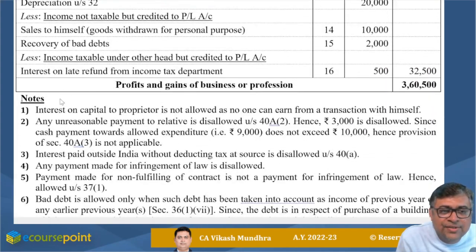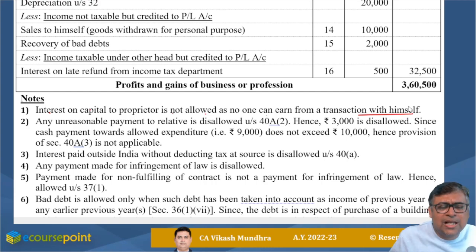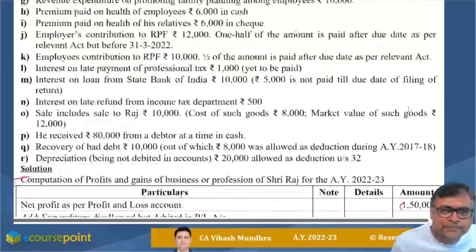So I here mentioned in notes, what you may term as notes, you may term as remarks, you can say explanation, whatever word you are using. Interest on capital to proprietor is not allowed as no one can earn from a transaction with himself. Whatever you think best, you can provide, you can mention.